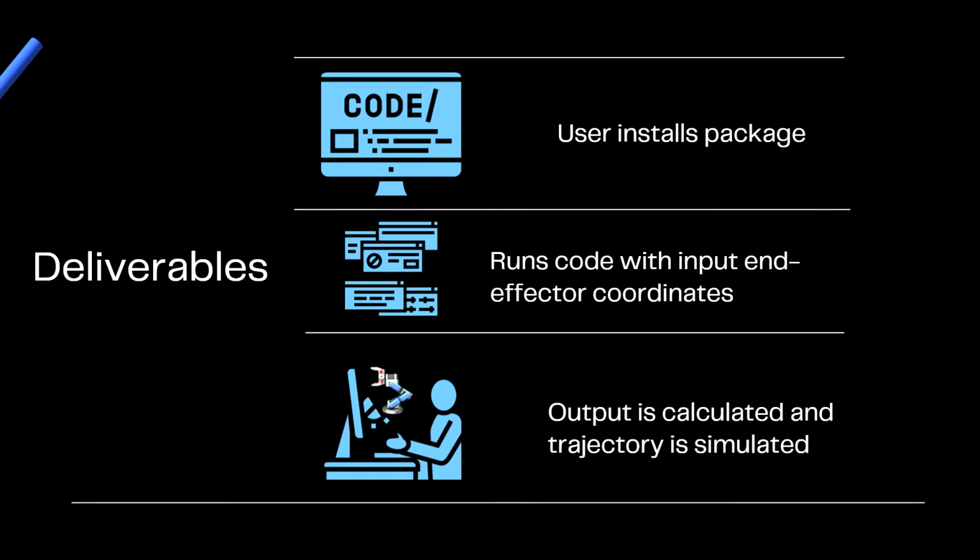So the final deliverables will be a C++ package which the user needs to install in their environment. The code needs to be run with an input of the goal end effector positions, and the output will be a simulated trajectory on a virtual environment.